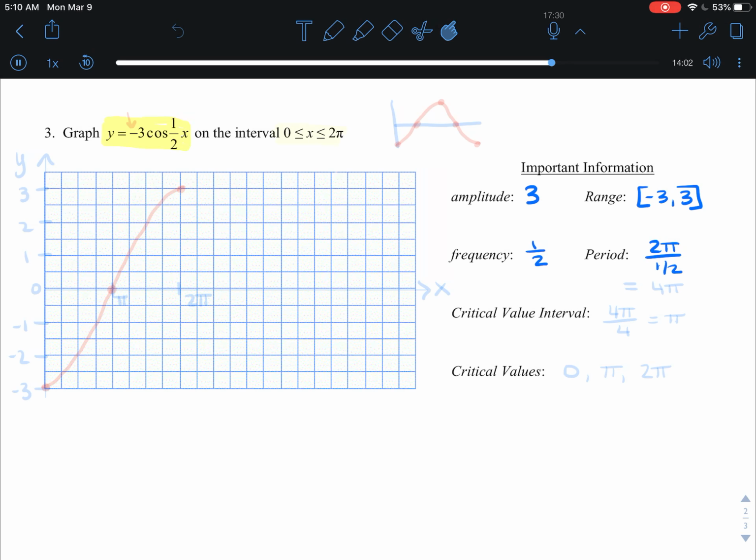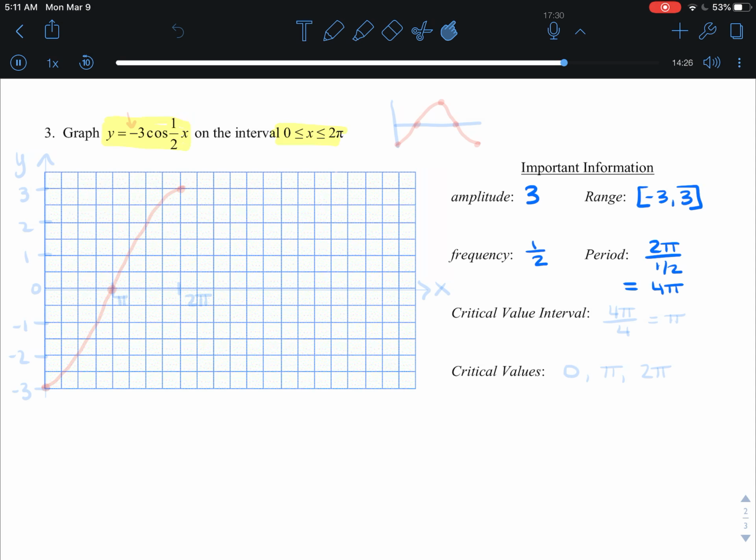And our period is 2 pi divided by that frequency. Now if we divide by 1/2, it's the same as multiplying by 2, which really means this just comes out to be 4 pi. So what that also tells us is we're not going to see a full cycle here. Since we're plotting over the domain 0 to 2 pi, I'm only going to see half of this cosine cycle because we're not going out to 4 pi, which is the period of this curve.